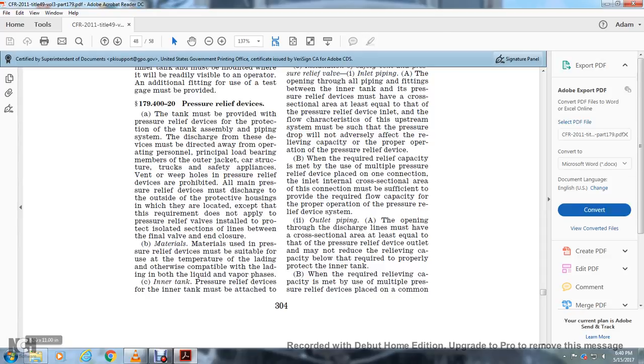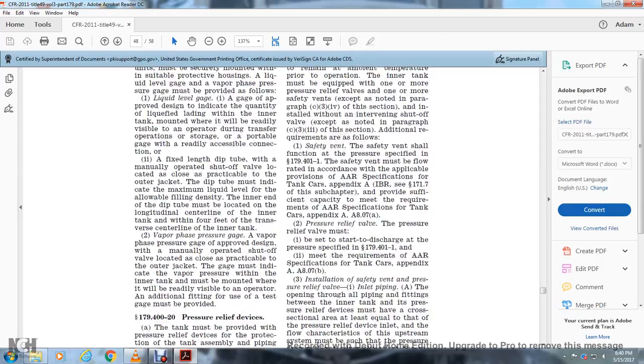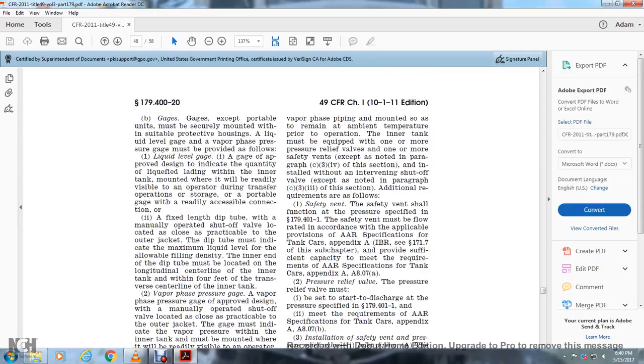For the inner tank, the pressure relief device for the inner tank must be attached to the vapor phase piping, mounted but remaining at ambient temperature prior to the open operation. The inner tank must be equipped with one or more pressure relief valves, one or more safety valves, installed with intervening shutoff valves, except as noted in paragraph C3-4 of this section and paragraph C3-3 of this section.